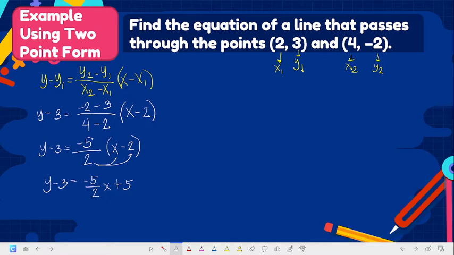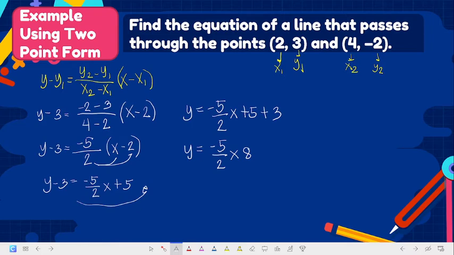Okay, now this time, we're going to isolate y again. So we'll be having y is equal to negative 5 over 2x plus 5. So we're going to transpose negative 3 to the right. That will become positive 3. So next we're going to simplify. So we have y is equal to negative 5 over 2x, 5 plus 3, that is 8. And okay, we're going to put the plus 8. And this is the equation of the line.